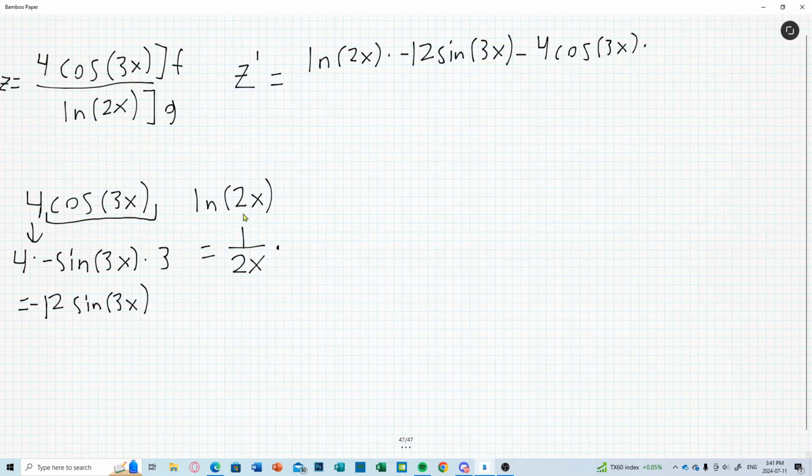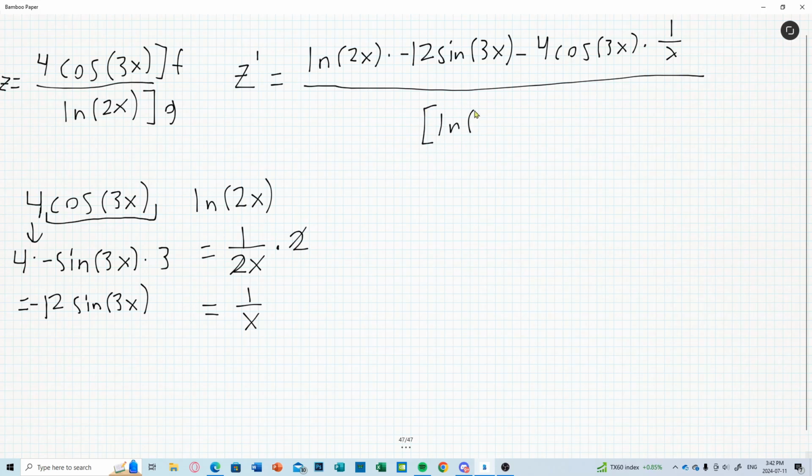And now we multiply it by our inside function, which is the 2x, which will just become 2. The 2's will cancel, and it's just 1 over x. So multiplied by 1 over x. Now we divide it all by g squared, which will be ln of 2x squared. And that's our derivative of z.